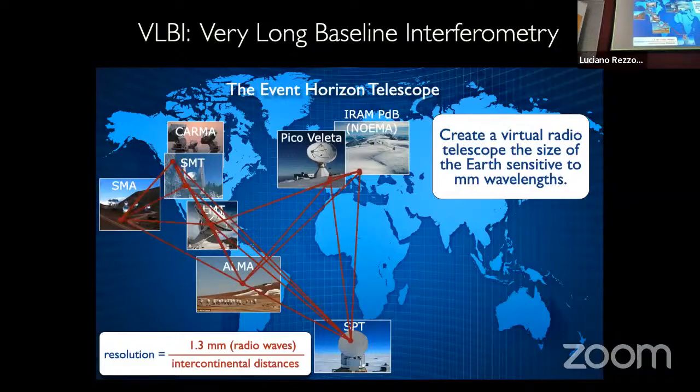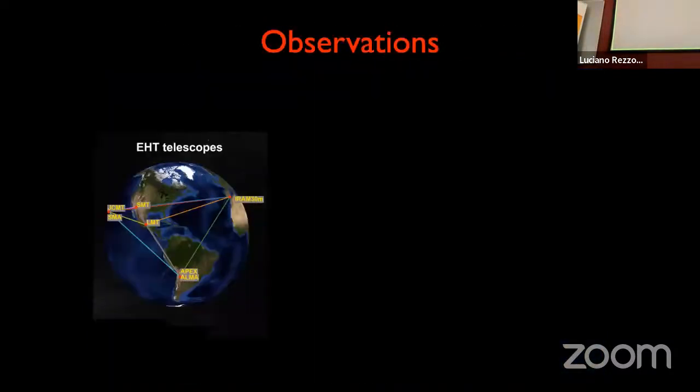Why do you need many? Well, first of all, as I'll explain in a second, having different baselines allows you to have different scales, length scales over which you can produce an image. But also more practically, the Earth is rotating. So if you want to observe for a long time, then you need telescopes all the time so that you can actually do these observations. And this is the present network of EHT telescopes.